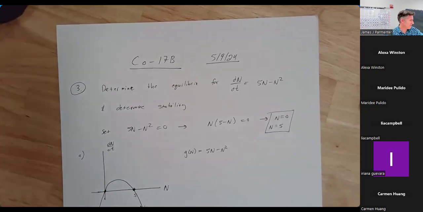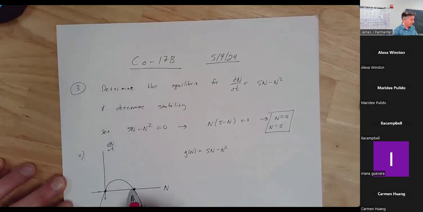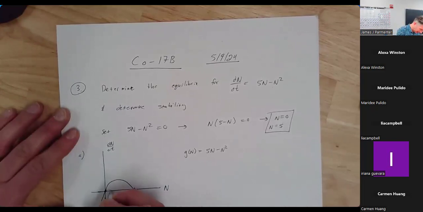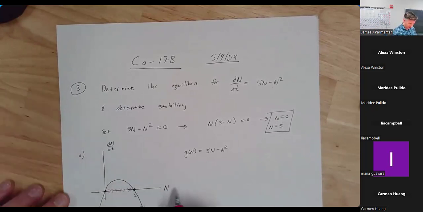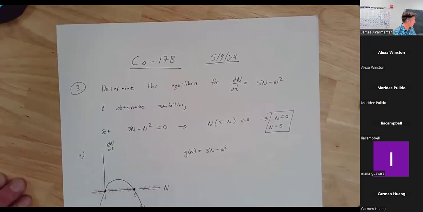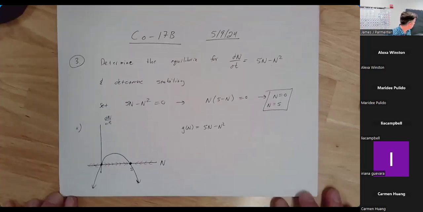And people do this maybe slightly different ways. The way I always think about it is, if I'm in here between 0 and 5, dN/dt, we just said, was positive, which means N is increasing or decreasing? Increasing. I like to draw these little arrows that mean N is getting bigger. Over here to the right of 5, since dN/dt is negative, N is decreasing. And similarly here to the left of 0, since dN/dt is negative, N is decreasing. Sorry, you can't really see that very well.